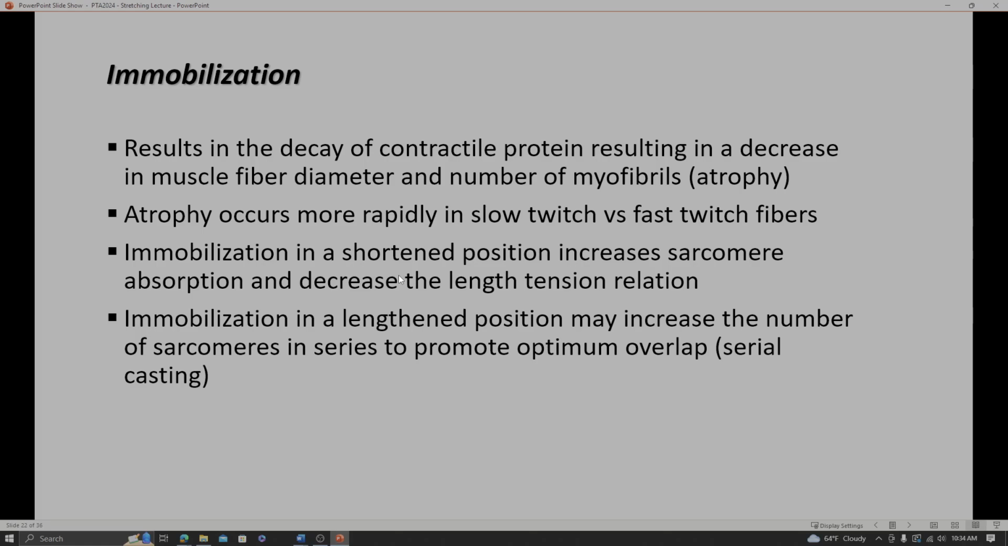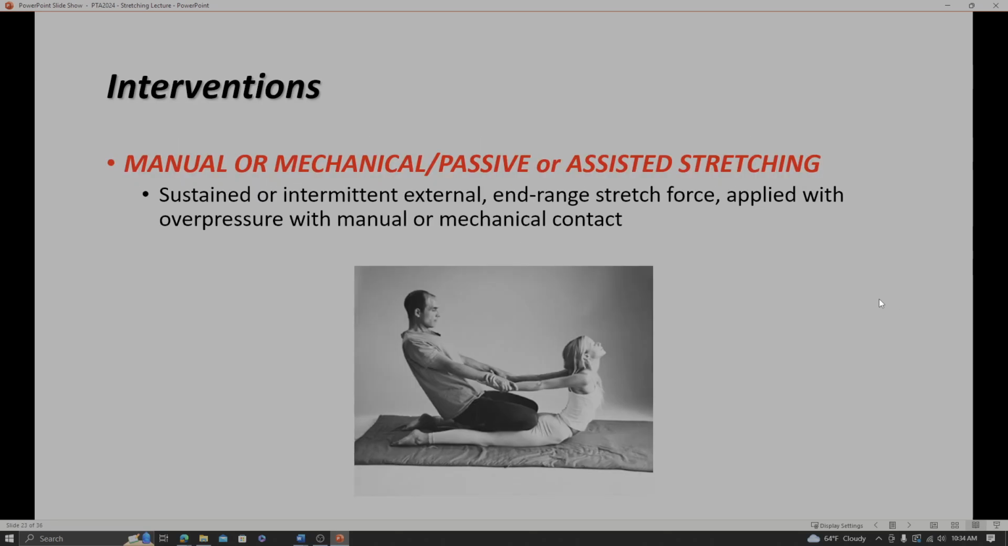Immobilization in a shortened position is going to have decreased the length-tension relationship, which is sometimes necessary. Mobilization in a lengthened position, or a gradually lengthened position, can increase the number of sarcomeres in series and actually help overlap. So they do serial casting, right? They'll cast you in one range of motion, then they'll increase the range of motion and cast you again, or like an immobilizer brace where you're restricted to just 90 degrees, and then it's 110 degrees, 120 degrees, right, over time.